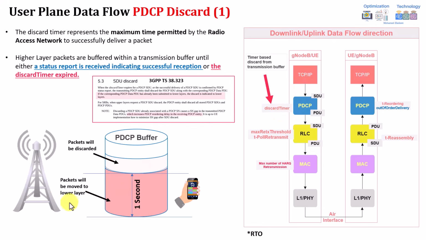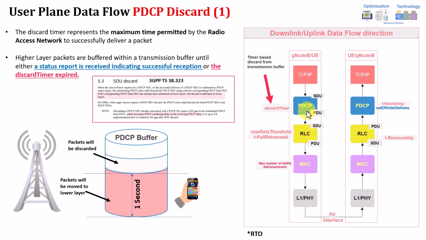So for example, assume that this timer is 1 second. Assume the packet arrived and it stayed in the buffer for more than 1 second. For example, it's being transmitted and somehow it fails within the air interface, for example moving to RLC and MAC. So it keeps doing retransmission, and it couldn't be acknowledged by the other layers all that time.